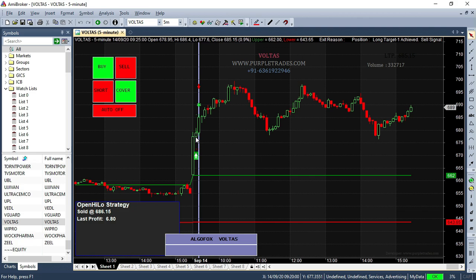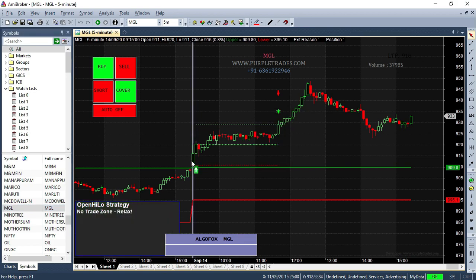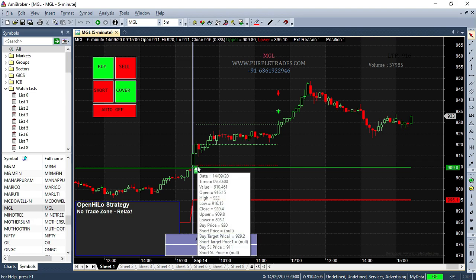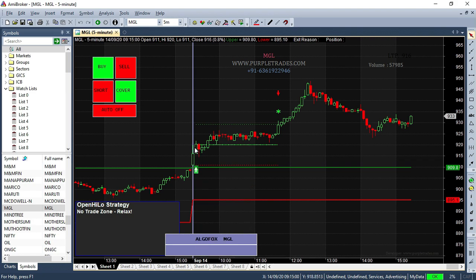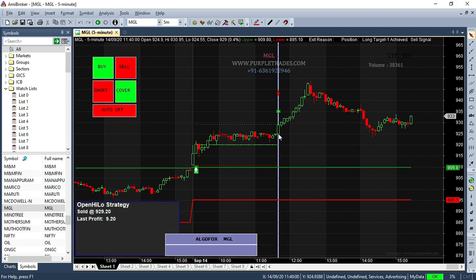Similarly, on 14th September, that is today itself, I have another trade in MGL. In MGL, the first candle is again much above the green line, that is, above the previous day's high, so it qualifies. When the high was broken on the second candle you take a trade, and it made you wait till 12 but gave you the 1% target. Done. So the strategy is quite simple.